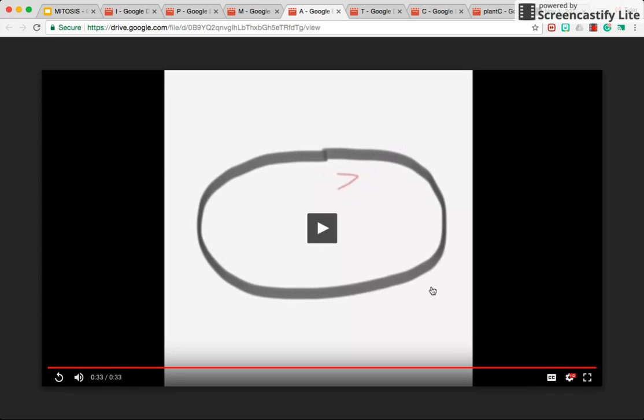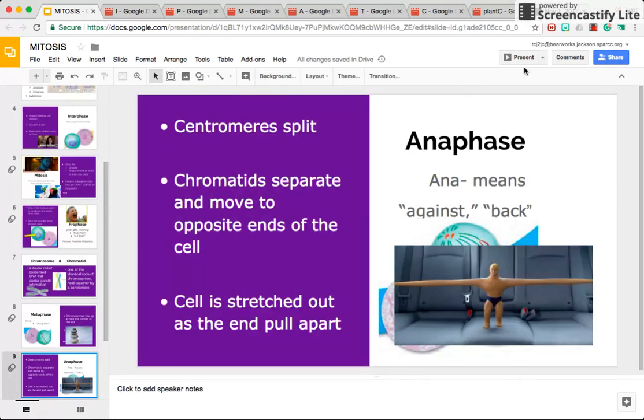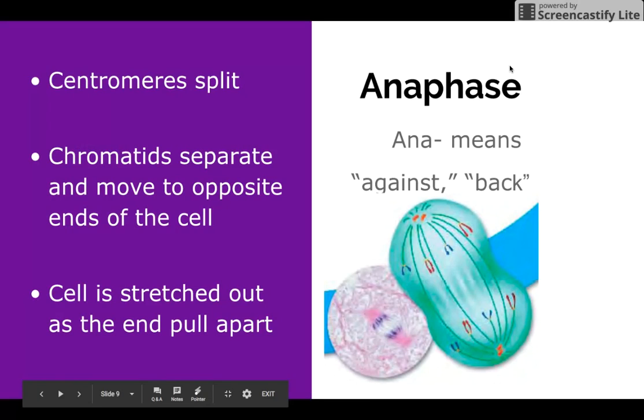I will be checking your notes, so make sure that you have these down, and it doesn't have to be colored or anything, but I will be checking to make sure you have these done. So please make sure you use your time wisely.